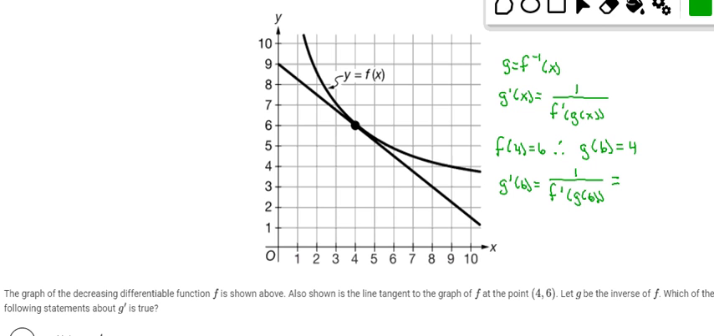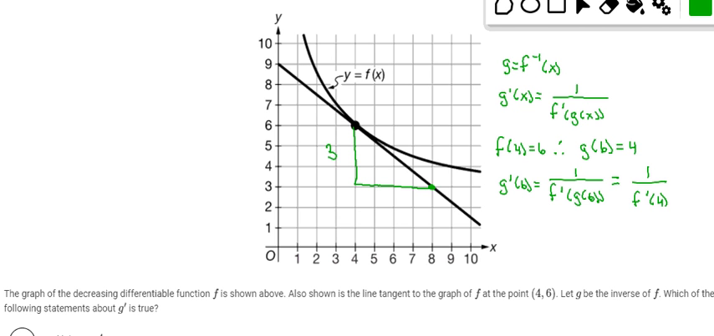So that's going to equal 1 divided by F prime, and G of 6 is 4, as we saw. So what is F prime at 4? Well, it tells us that this is our tangent line, and it's tangent at the point (4, 6). So we're looking for what is the slope at (4, 6). So our slope, we see our slope there.